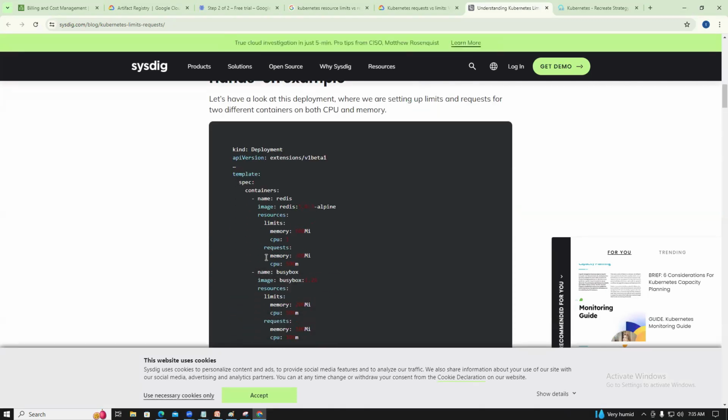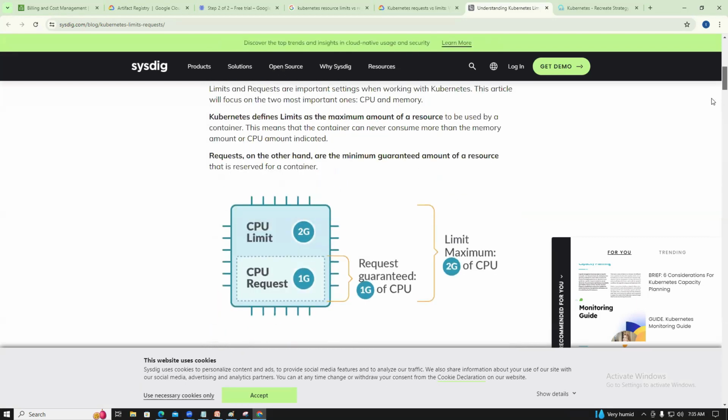In limits and requests, we can give memory and CPU. So what is that? Under resources, we can provide the limits and requests. In the limits, we can set memory and CPU, and in the requests we can also set memory and CPU. Guys, understood?